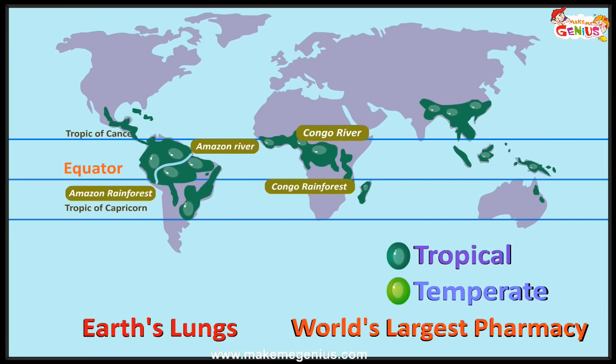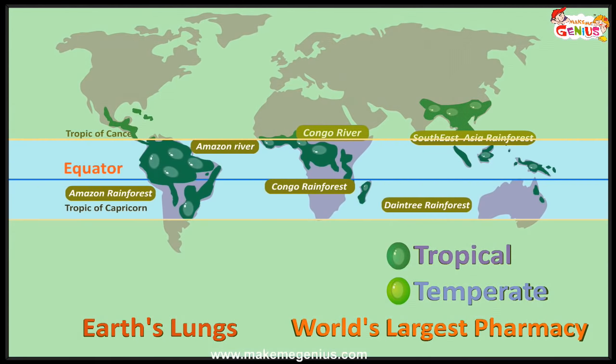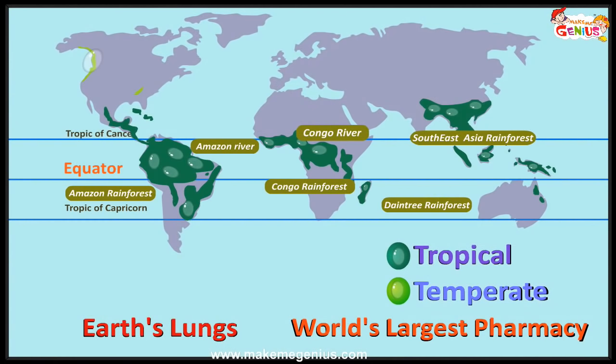Are there any more rainforests near the equator? Yes, there are rainforests in Southeast Asia also. So all these are tropical rainforests? Where are the temperate rainforests? Temperate rainforests are found between tropic and polar circles of the globe. What is the difference between tropical and temperate rainforest? Temperate rainforests have less rains, so they are less wet. But as they are closer to the poles, they are cooler than tropical rainforest.